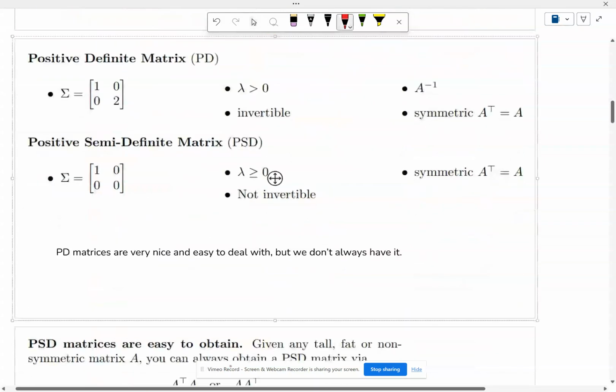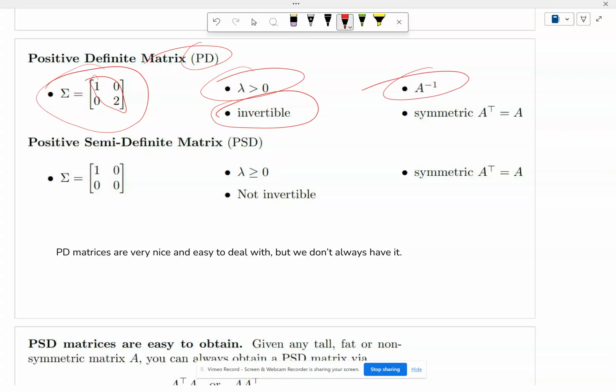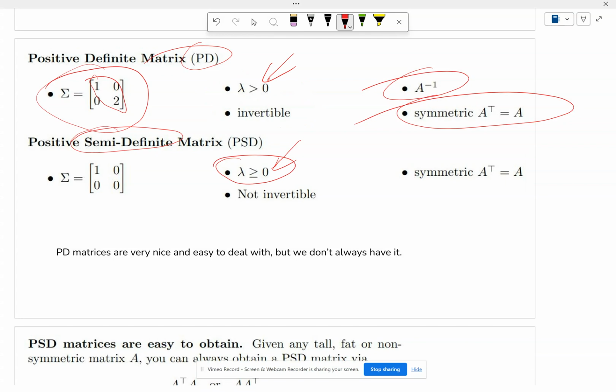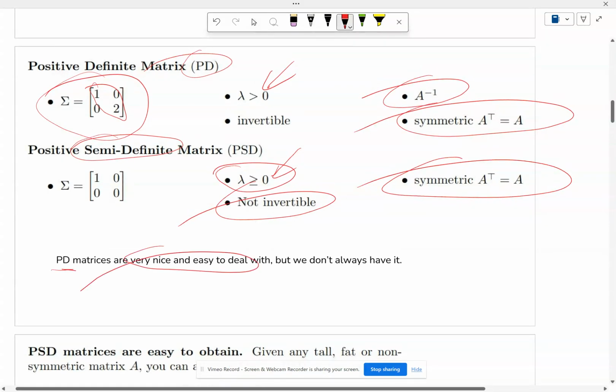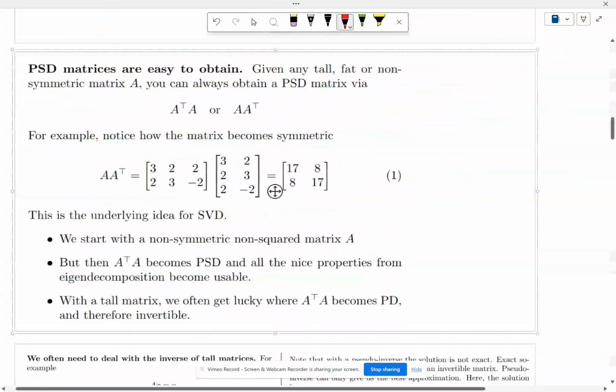Okay, so positive definite, here's an example of that. All the eigenvalues are positive. It's invertible, meaning you can have A inverse, and symmetric. Okay, positive semi-definite, all the eigenvalues have to be at least 0 or greater, as opposed to here where they have to be non-zero and greater. It's not invertible, and it's symmetric still. Positive definite matrices are very nice and easy to deal with, but we don't always have them. PSD matrices are easy to obtain though.